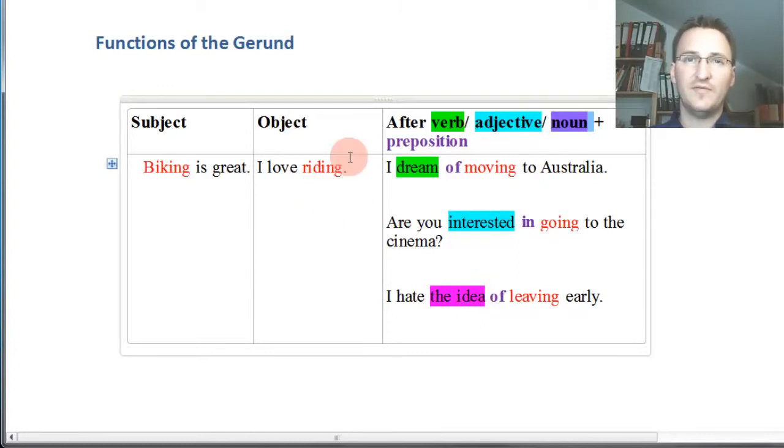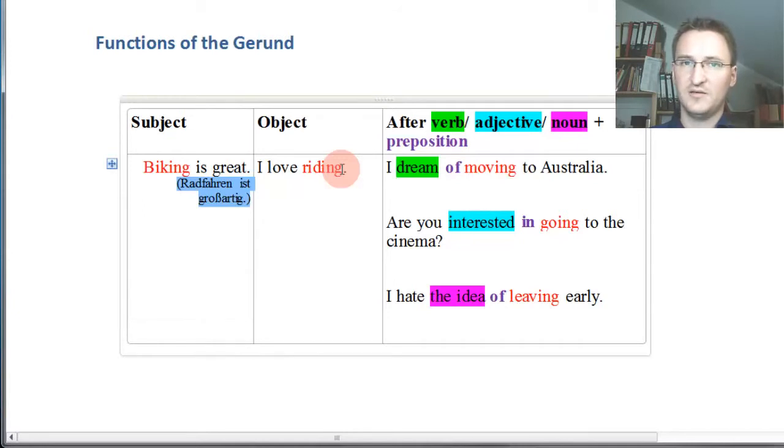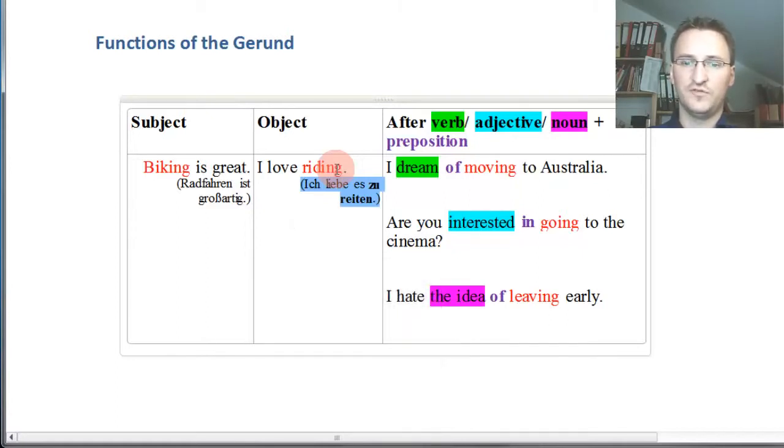But how do we translate these sentences into German? Easy enough. Biking is great. Radfahren ist großartig. I love riding. Either we could say, ich liebe das Reiten, as a general habit, or we could also say, ich liebe es, zu reiten. And actually, this is a translation for the gerund that is very often used.